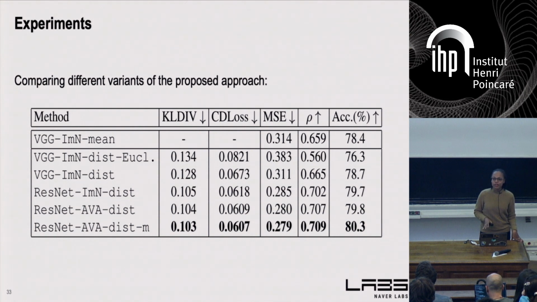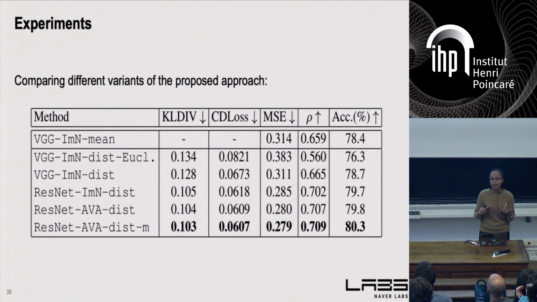So here are some quantitative results. This is an ablative analysis, but I won't get into too much detail. Maybe I'll just start off with some of the metrics I'm showing. The first two are the KL divergence and the cumulative distribution loss. These really are measuring how well you are predicting your distributions, right? So these are measures of distance between your predicted and your target distribution. So the lower the better. The next one is the mean squared error.